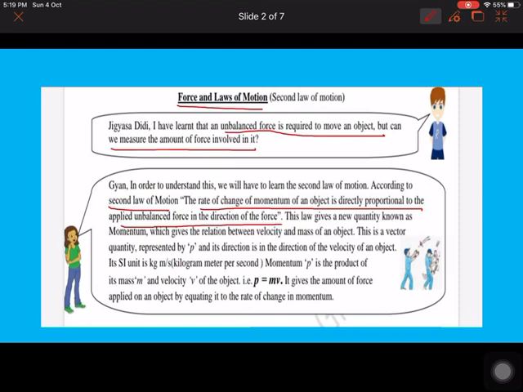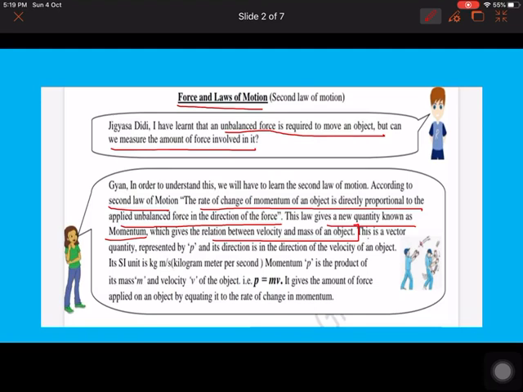That means if any object is in motion, then the rate of change of momentum will be directly proportional to the applied unbalanced force in the direction of the force. This law gives us a new quantity which is known as momentum, and it is the relation between the velocity and mass of the object, that means m and v.